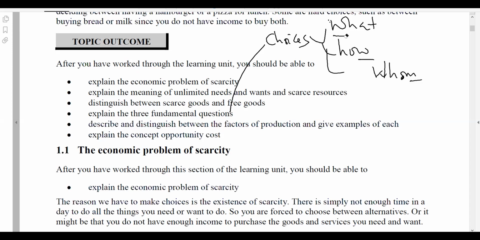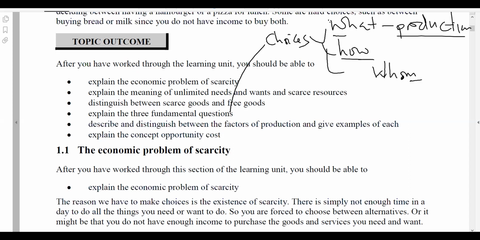So leaving you with the choice to decide on. The what is associated with production. The what question is associated with production. This has to do with what particular product or good to produce. What resources can we use to produce it with? So the what question has to do with production itself. You are thinking of a particular good that we can produce. So what to produce? What things can we use to produce it?